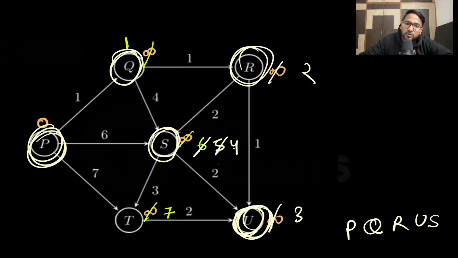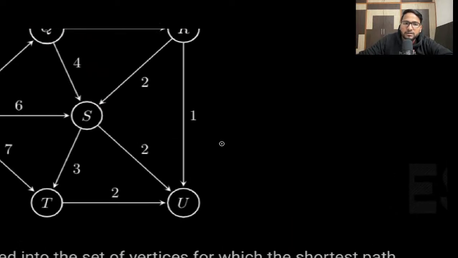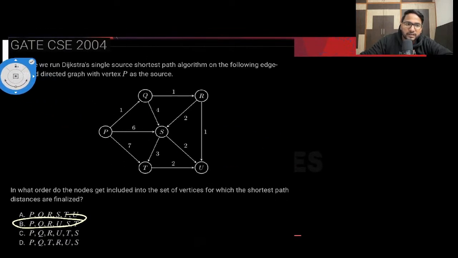That is fine. So basically, P, Q, R, U, S, and T. This is the answer, right? So they are asking in what order you will relax. Can you tell me? So this is the order, right? P, Q, R, U, S, and T.